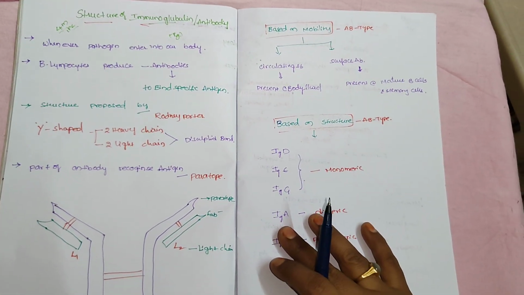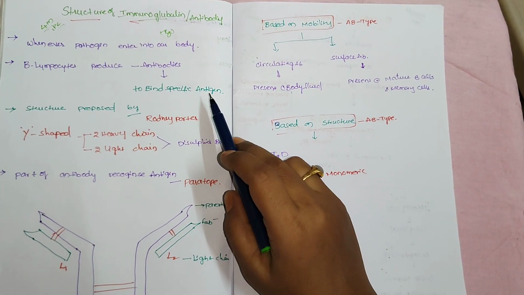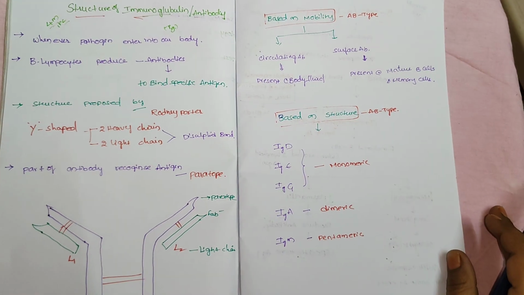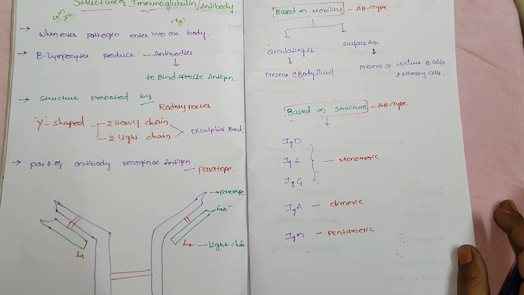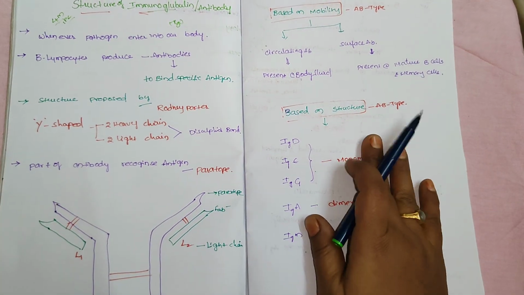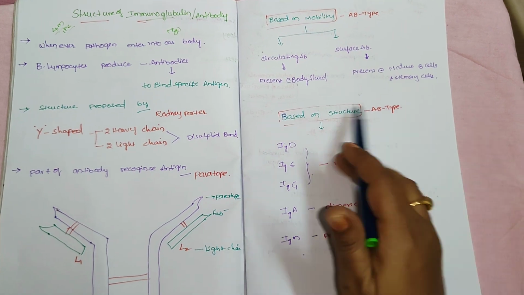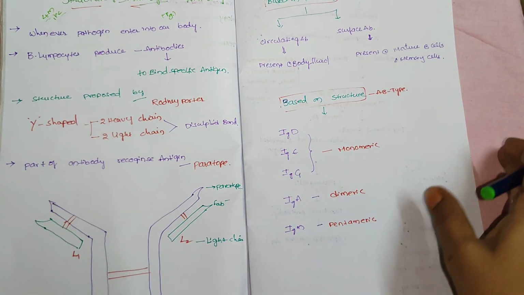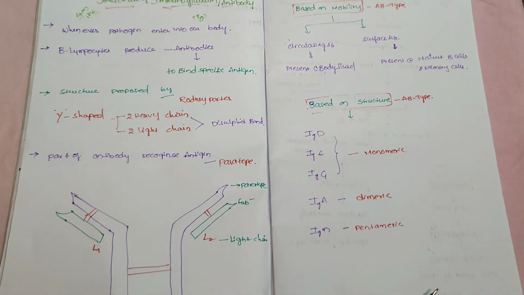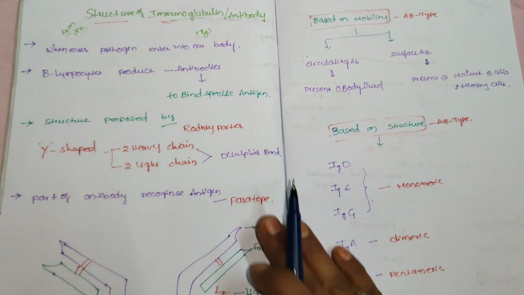Hello everyone. The topic is structure of immunoglobulin or antibody. This is the topic of immune system, second year zoology. This is important, 4 marks in the IPE. Here we have to know the structure of antibody.